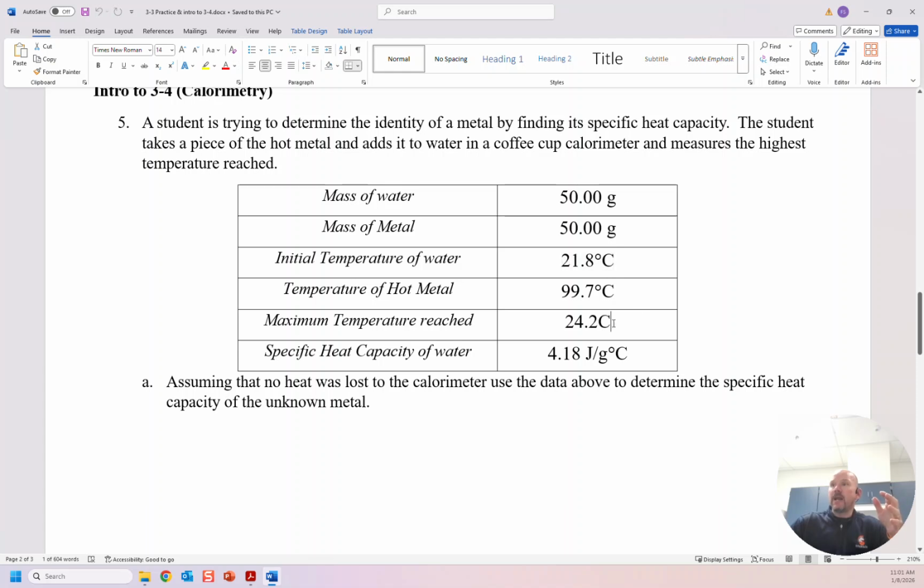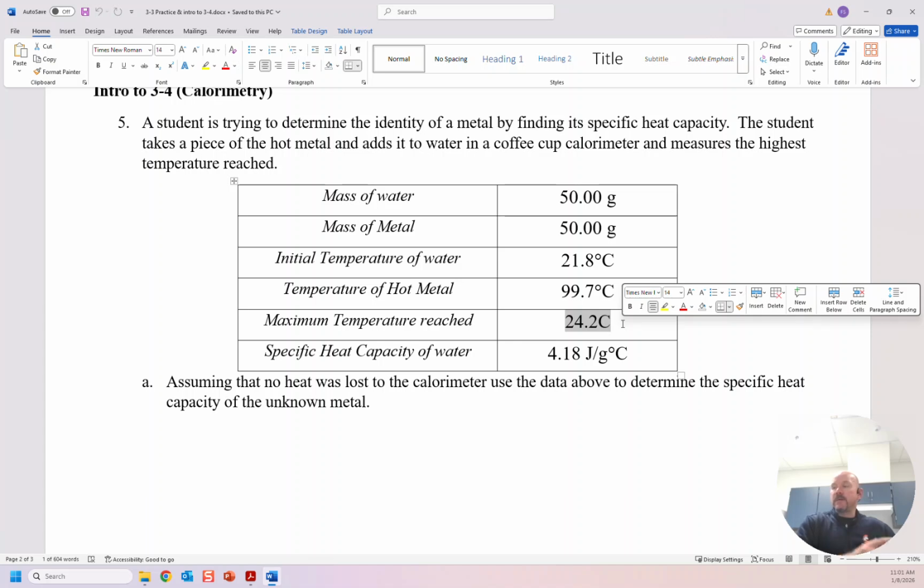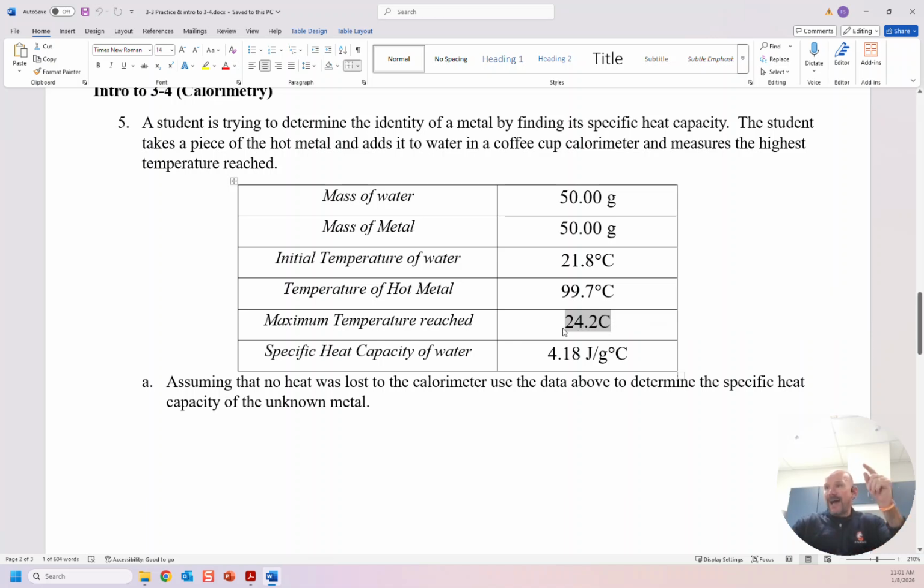And so what the student did was monitor the temperature, and the highest temperature that the water reached was 24.2 degrees Celsius. So the water started at 21.8 degrees Celsius and increased to 24.2. And the metal started at 99.7 degrees Celsius and cooled down to 24.2. Now, eventually, after everything sits, everything's going to come back down to room temperature. But as the student did it, the highest temperature reached of the water was 24.2. So the metal cooled down, the water heated up until they met at that equilibrium temperature.